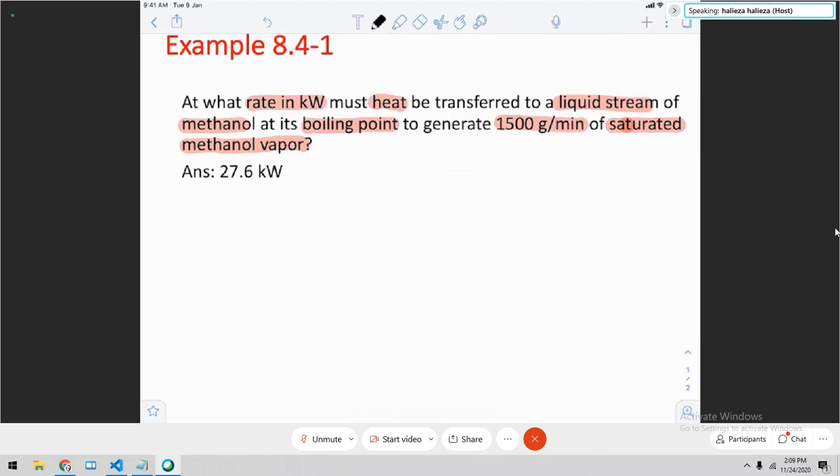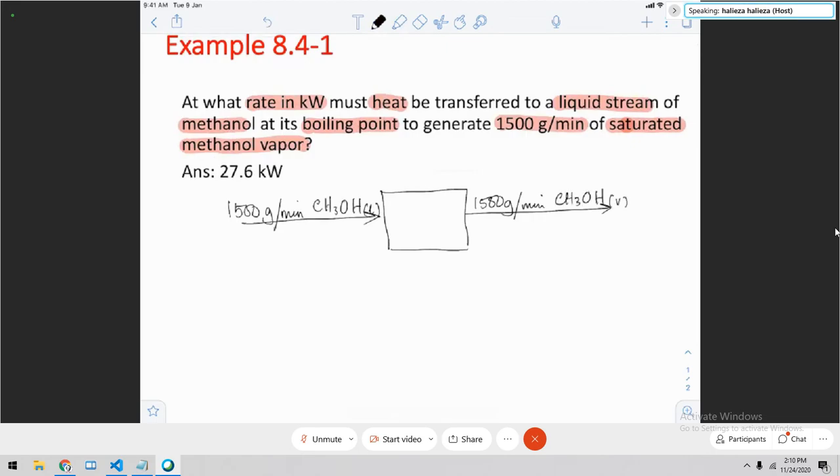So if we draw the diagram, we're going to have liquid methanol having a flow rate of 1,500 grams per minute of methanol, CH3OH. I hope that's the correct formula. That's liquid. Then you have the same flow rate because you have only one inlet, one outlet, 1,500 grams per minute of methanol, which is now saturated vapor. Here it says it's saturated. Yeah, saturated vapor.